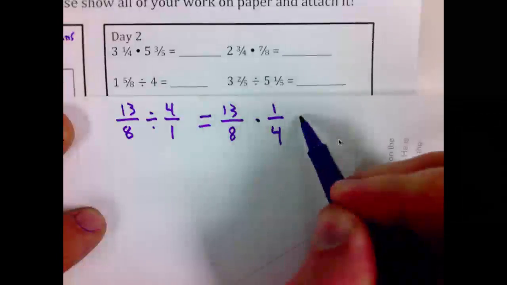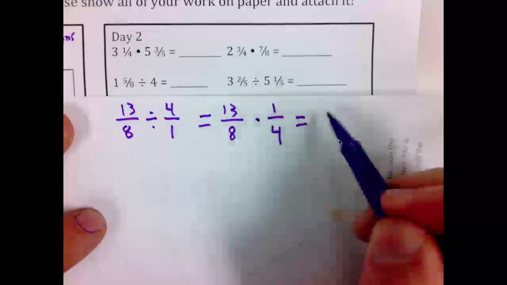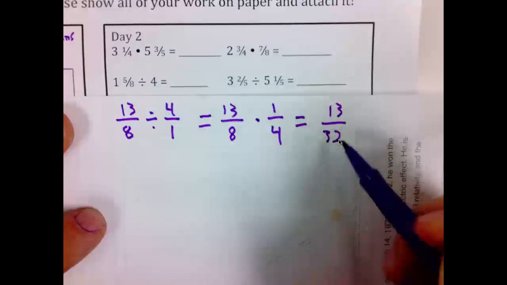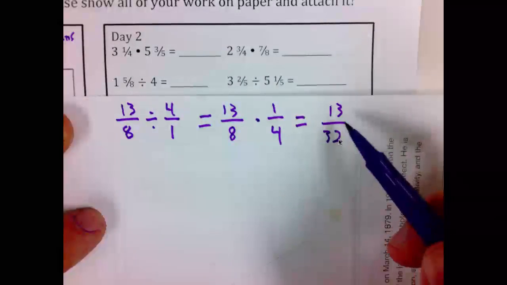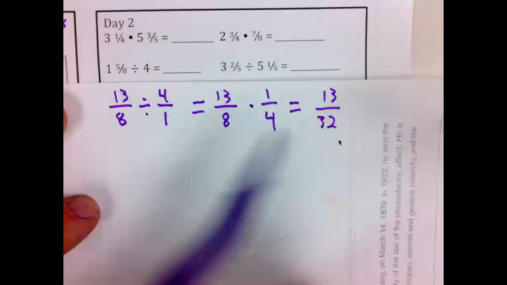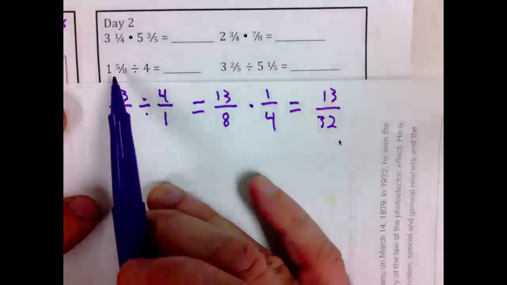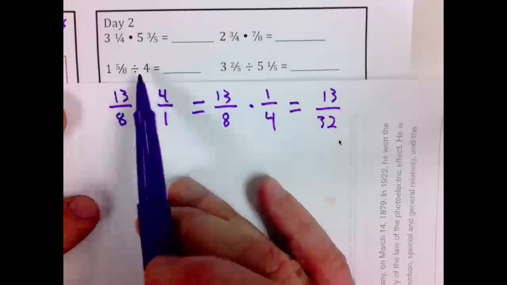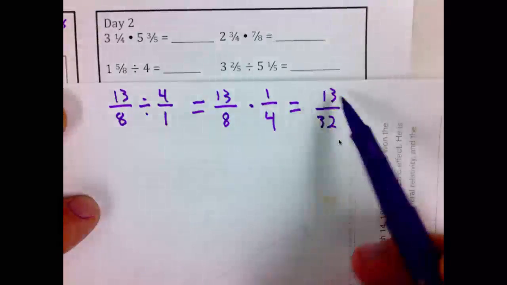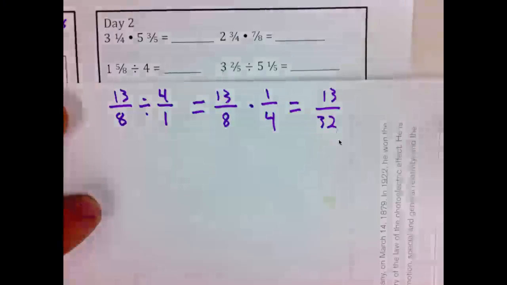Now, just like before, we can multiply straight across. 13 times 1 is 13. 8 times 4 is 32. 13 over 32 is less than 1. It's pretty close to 1/2. 16 over 32 would be 1/2. 1 5/8 is close to 2. 2 divided by 4 is 1/2. So this number, 13 over 32, appears reasonable.